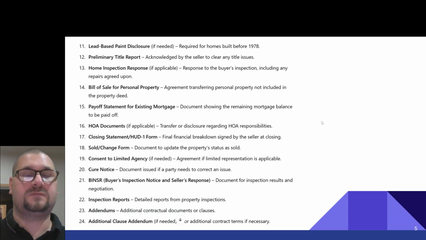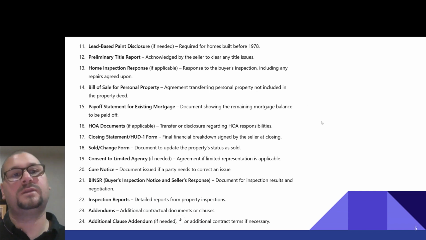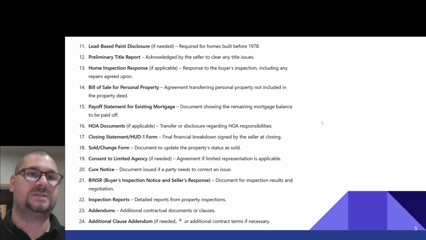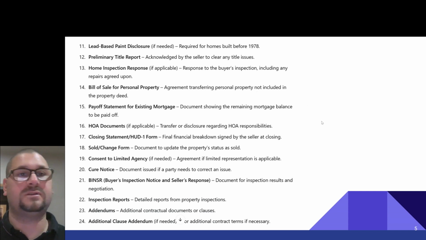Bill of sale for personal property. This is going to be if your seller wants to sell a couch or a boat or anything personal that's not coming with the real estate to the buyer. So that happens on a separate bill of sale for personal property. That does not come with the real estate contracts. It's a separate bill of sale. It's an agreement transferring personal property not included in the property deed.